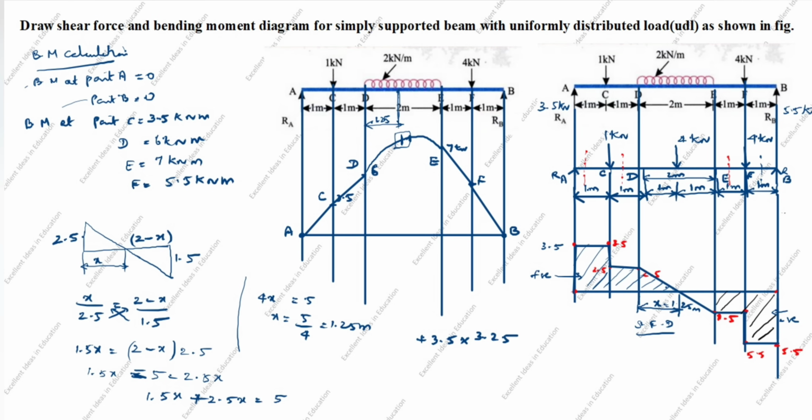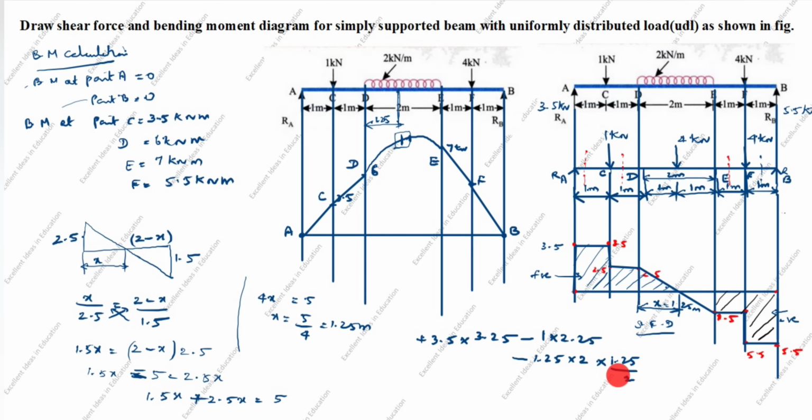Next, we will take this force. This force arrow goes anti-clockwise. Anti-clockwise is negative. Minus 1 into, what is the perpendicular distance? 1 plus 1.25 is 2.25. Next, we will take this load. The load is 2 kilonewton per meter, distance is 1.25. So minus 1.25 into load, 2 into 1.25 divided by 2.